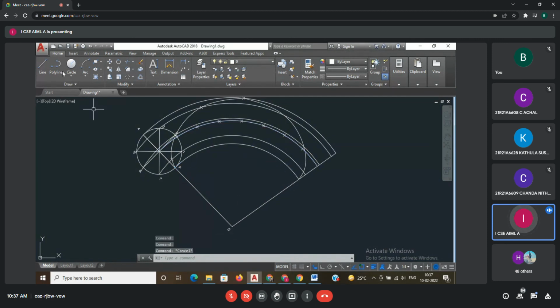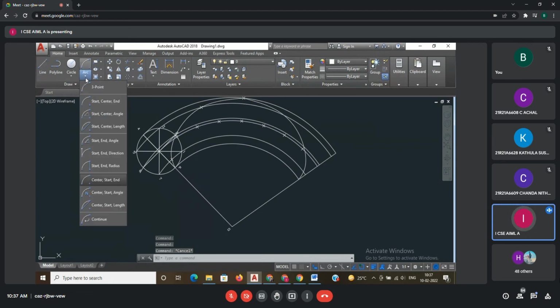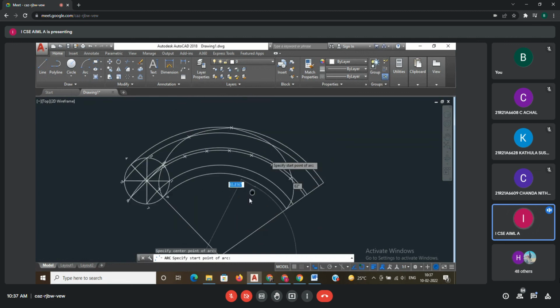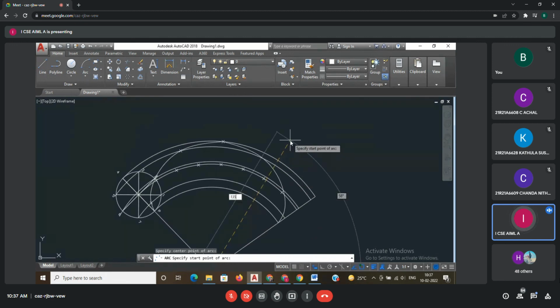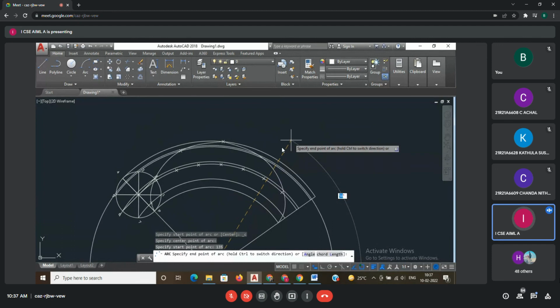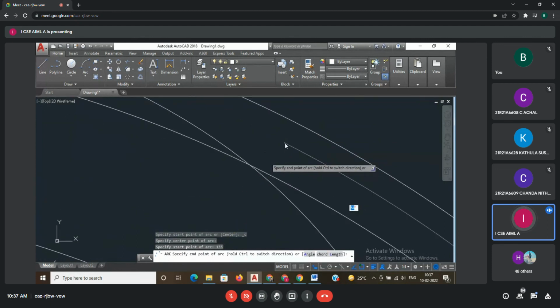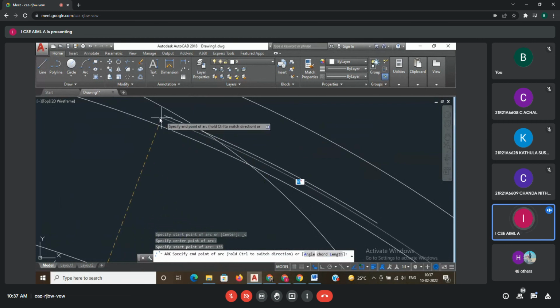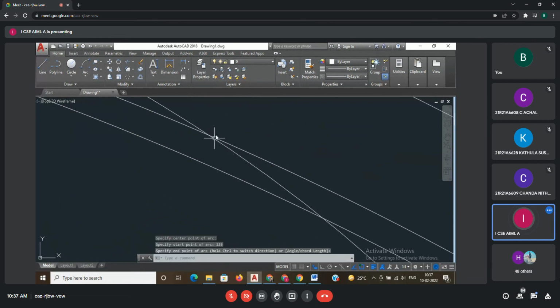Okay. Now from here, go with the arc method. Center, starting radius how much? 135. 135, enter, and draw the arc. Now you can see the arc is intersecting the curve somewhere here. This is your point, point M. Where is this point? This point is your R point. Point R. Okay.